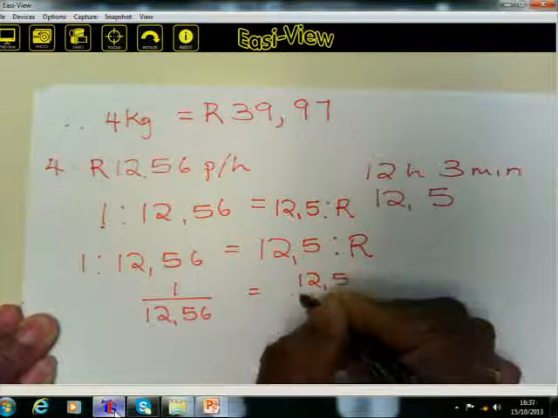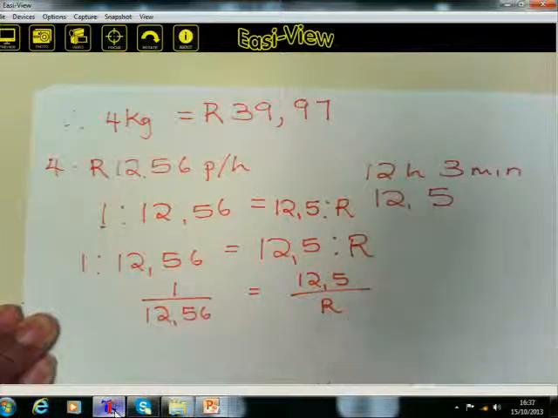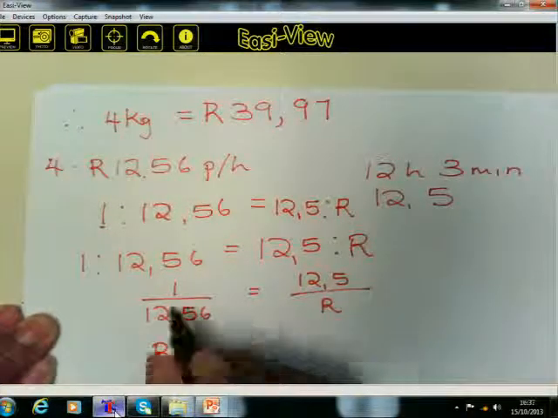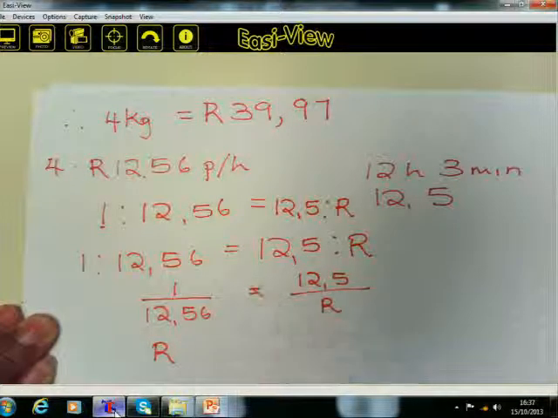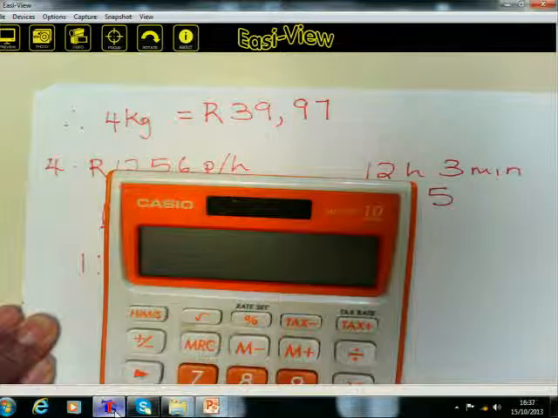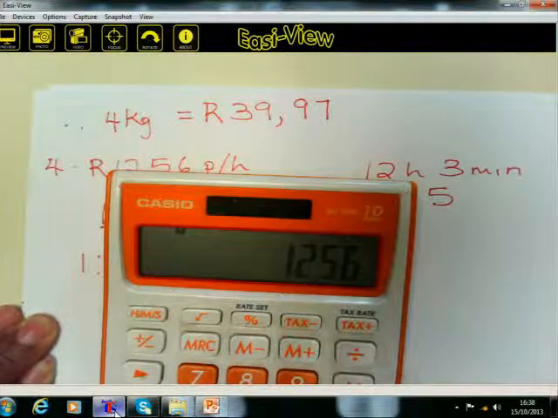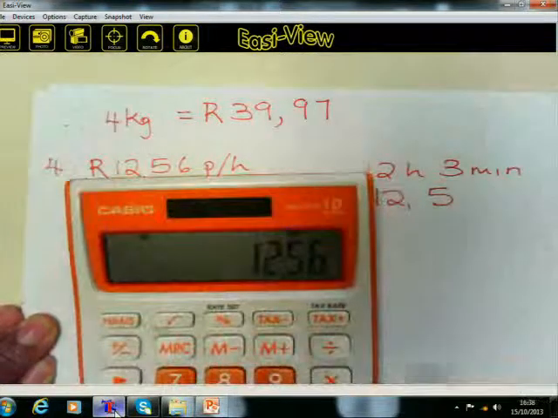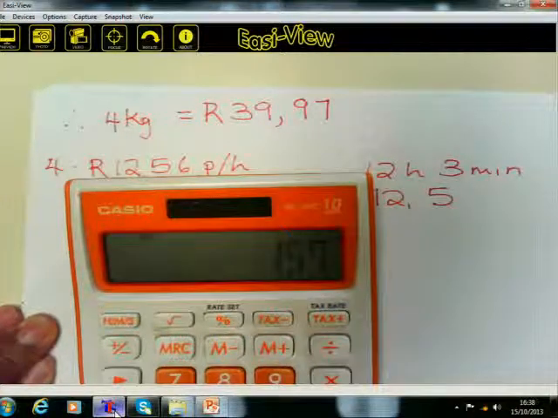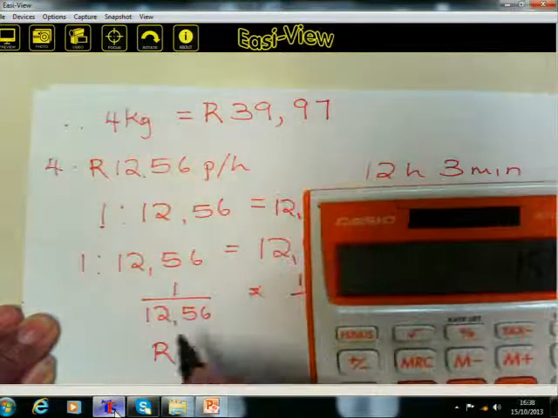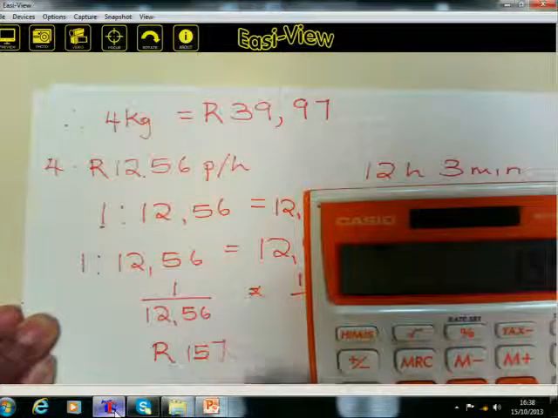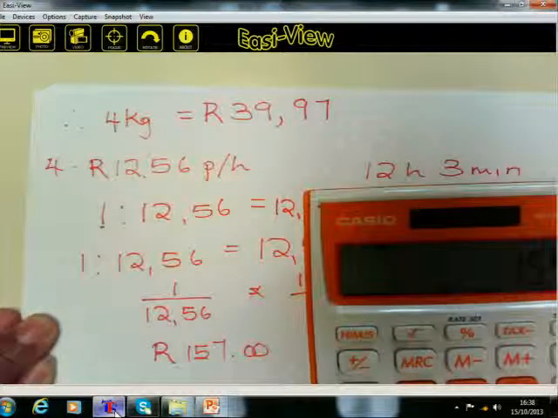12,5 divided by the rand. And then cross multiplication, we're going to have R multiplied by 1 is going to be R. And then we have 12 Rand 56 cents multiplied by 12 hours 30 minutes, which is 12,5 hours. So now we're going to say 12 Rand 56 cents multiplied by 12,5, and it's going to give us 157 Rand and no cents.